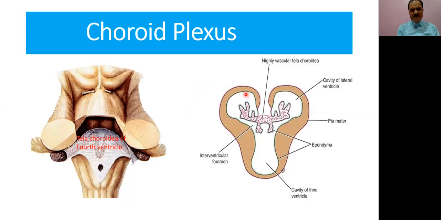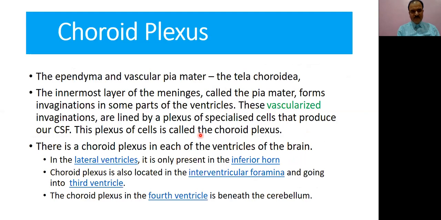In between these there is a capillary plexus. This together constitutes the choroid. Then this choroid forms a mesh-like structure in the ventricles, which is called the choroid plexus. Choroid means web, so it's a web-like structure present in the ventricles. So there is a choroid plexus in each of the ventricles of the brain.